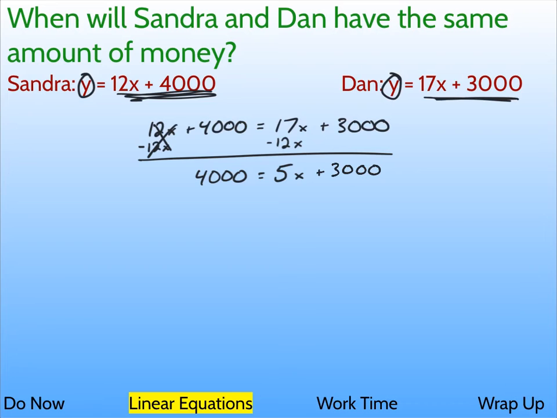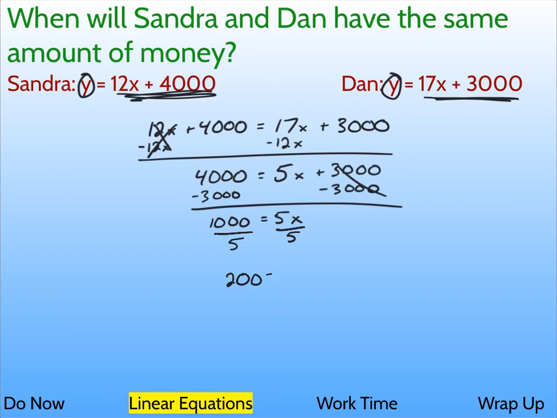And now, this is a simple two-step linear equation where you just need inverse operations to solve. So you do the opposite. You subtract 3,000 from both sides. And that cancels out on the right. You're left with 1,000 equals 5x. Since it's 5 times x, we do the inverse and divide. And what we learn is that x equals 200.